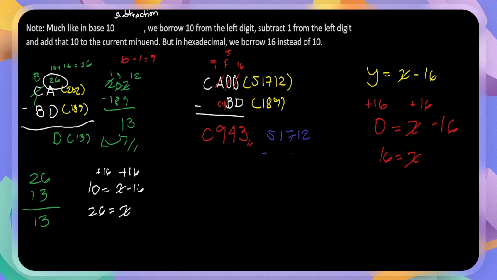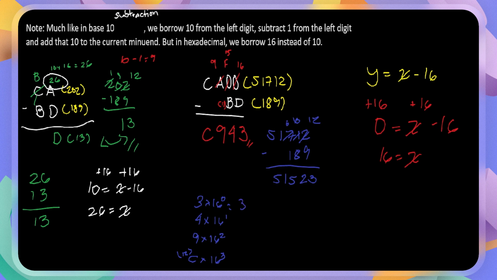51712 minus 189. We borrow, right? That's a 0. That becomes 12. That's a 3. We borrow again. That's 7 becomes a 6. Becomes a 2. It's a 5. And then we bring down the last two digits. That's 51523. And we can check that: 3 times 16 raised to 0, 4 times 16 raised to 1, 9 times 16 raised to 2, and C times 16 raised to 3. C is just 12.